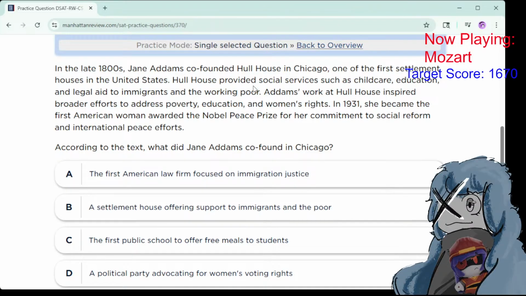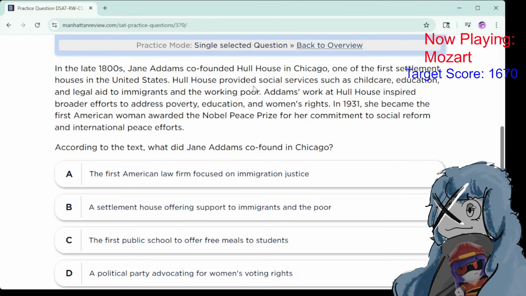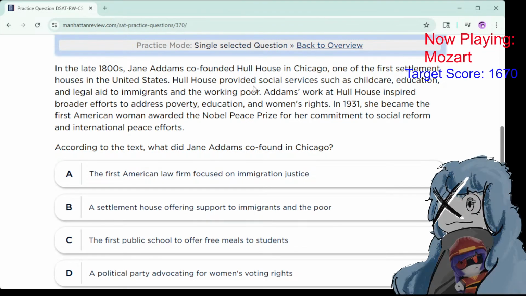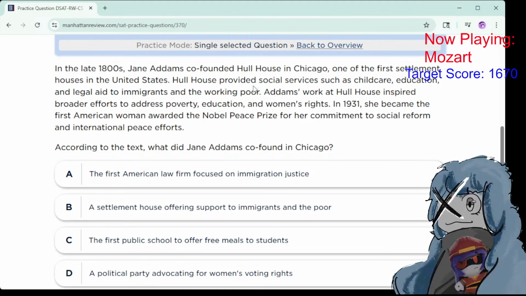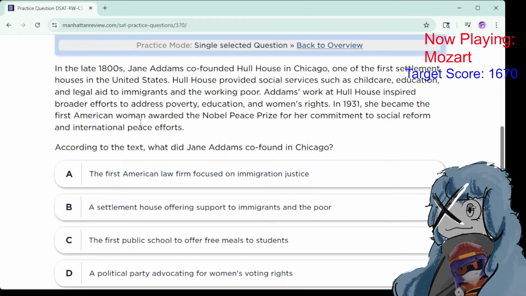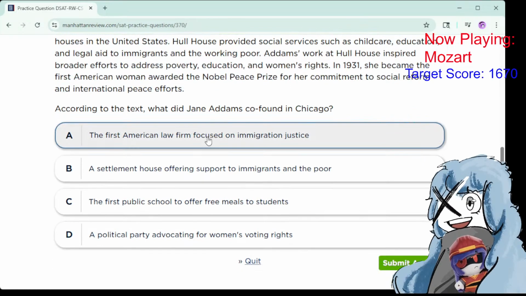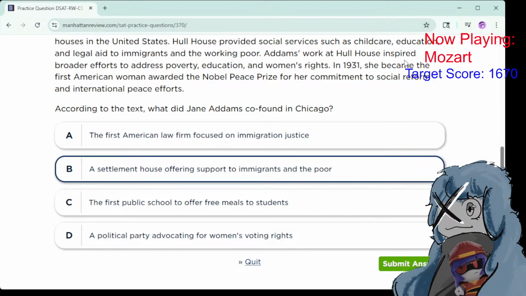Basically, the poor immigrants that come, tenements and stuff. Addams' work at Hull House inspired broader efforts to address poverty, education, and women's rights. In 1931, she became the first American woman awarded the Nobel Peace Prize for her commitment to social reform and international peace efforts. According to that award, Jane co-founded a settlement house helping support immigrants and the poor.